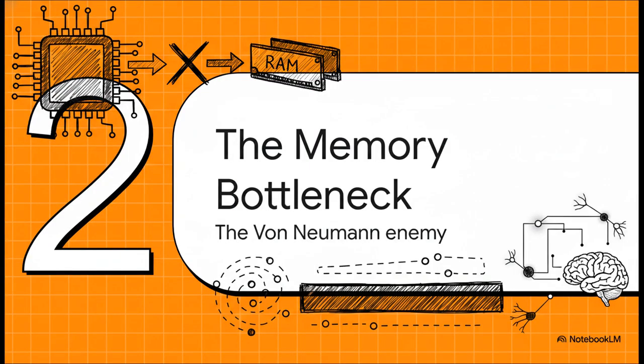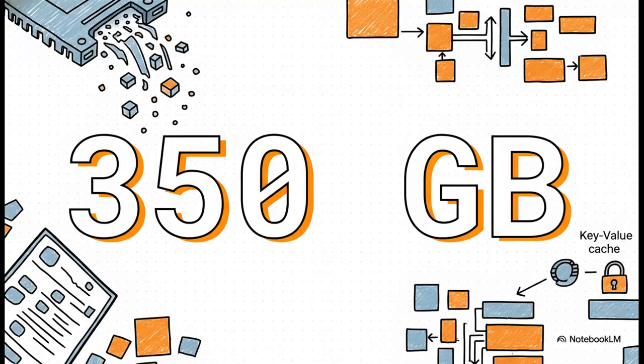Moving right along to part 2, beating the memory bottleneck. Serving engines and the von Neumann enemy. Get this, an uncompressed 175 billion parameter model needs over 350 gigabytes of video RAM just to hold its weights. And honestly, it gets worse.